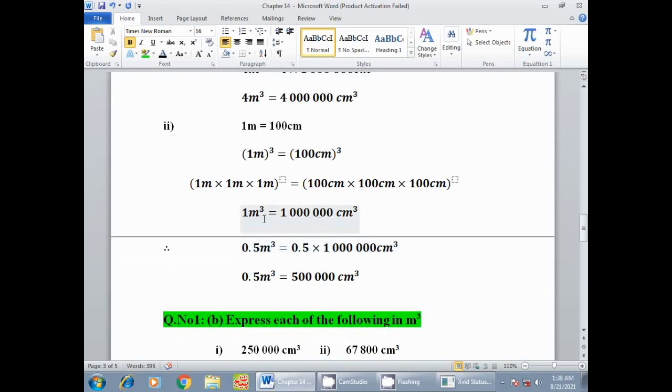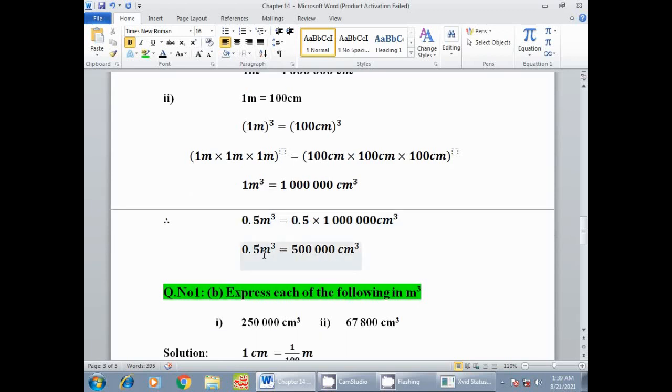Again, if 1 cubic meter equals 1 million cubic centimeters, then 0.5 cubic meter equals 0.5 times 1 million cubic centimeters. By taking the product of 0.5 and 1 million, it means that 0.5 cubic meter equals 5 lakh cubic centimeters.